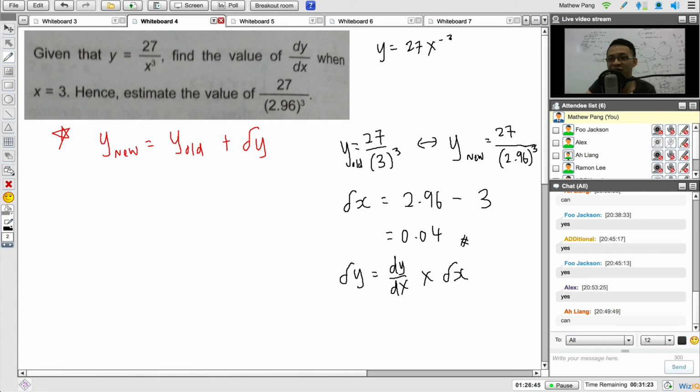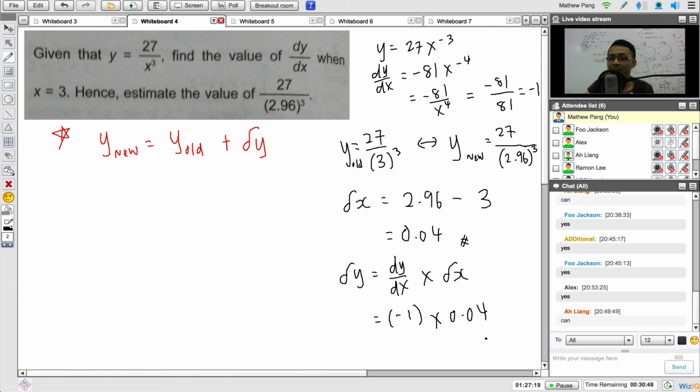So please let me do the dy dx very fast. This is x power negative 3, right? So I differentiate this one. My dy dx will equal negative 81 x power negative 4. I call it negative 81 over x power 4. What is my x now? My x is equal to 3, so it's 3 power 4. Press the calculator, it will tell you it's 81. So this gives you negative 1. So my dy dx is negative 1. And then my change of x on the top here is 0.04. Alright, oh sorry, this is negative 0.04.